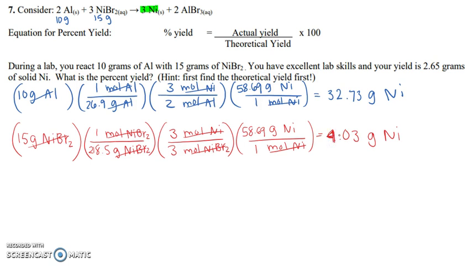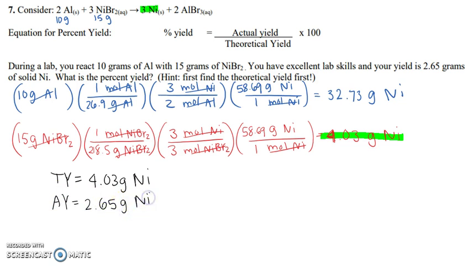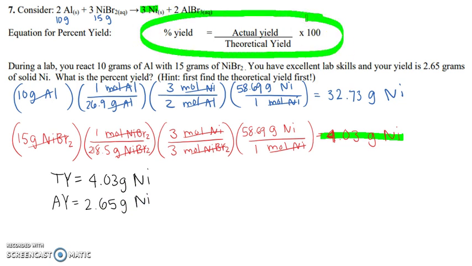Now, in looking at this data, the lower amount is what we can always produce because something runs out and stops our reaction, which means that our limiting reactant, which is what produces our theoretical yield, says our theoretical yield must be 4.03 grams of nickel. The problem says that our actual yield in the lab was 2.65 grams of nickel. Using this information, we can use our percent yield equation to calculate an answer.